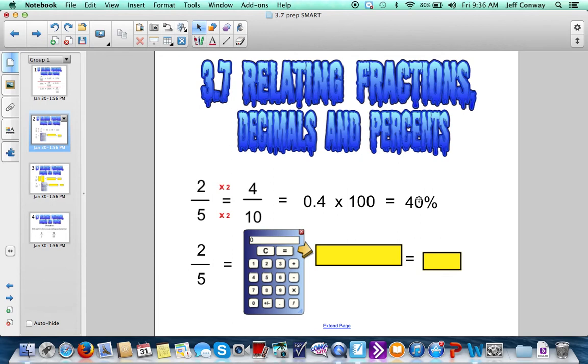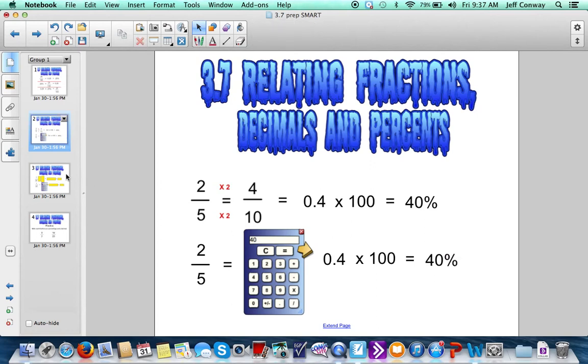Now there is an easier way to do that, and we've done it a little bit, changing fractions to decimals. If you divide the top number by the bottom number, you'll see that it's 0.4, just like we got there. And then if you multiply that by 100, it's 40%. So 2 divided by 5 was 0.4, multiply it by 100, gives you 40%.